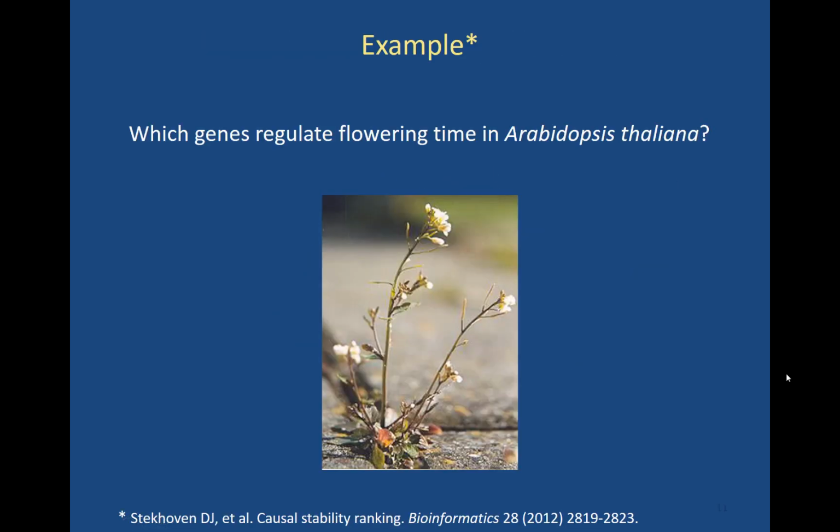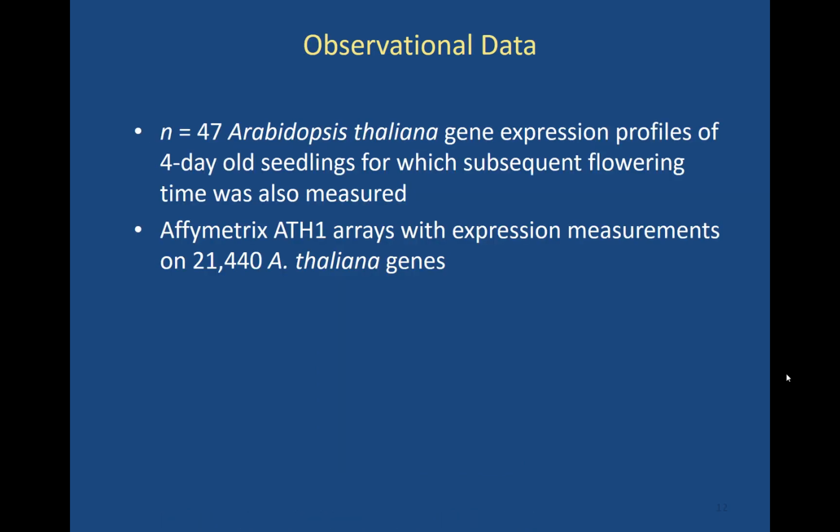So let's give an example of this technique so you can get a sense of what we're talking about. For flowers, it's important for people who produce them to figure out how to get them to flower at a particular time. And so there was this question that came up with this particular flower: which are the genes that regulate flowering time? And so the researchers who actually were working in Europe took 47 plants and they looked at all the gene expression profiles of 4-day-old seedlings and then tried to figure out which of those genes had an effect on flowering time.